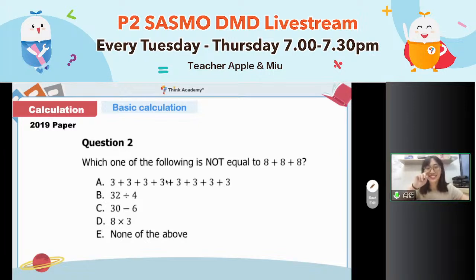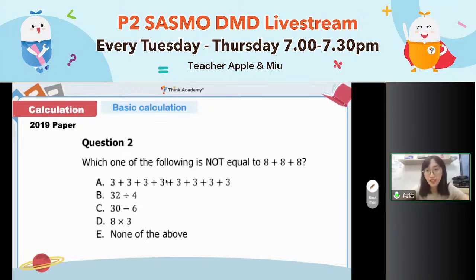I give you 1 minute. Read the question carefully. Not equal to 8 plus 8 plus 8. Any idea? B? Okay.